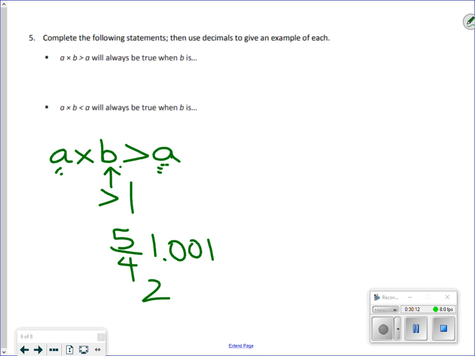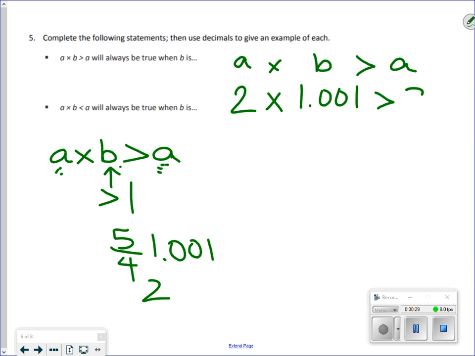So an example, if you have 2 times this, A times B will always be greater than A. Do we write this down? You want to? A times B will always be greater than A. 2 times 1 and 1,000 will always be greater than A. See how I use the same number for the same letter, as long as B is greater than 1. Every time. You're like, I already knew that, bro. I already knew it. Why are you telling me again?